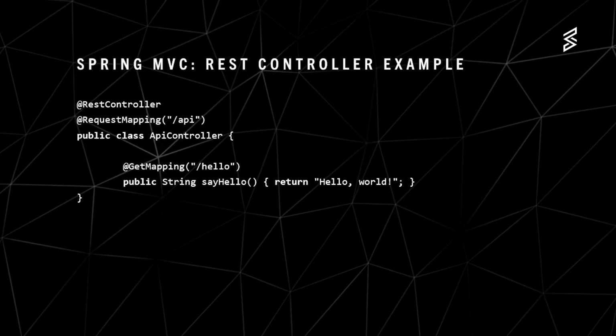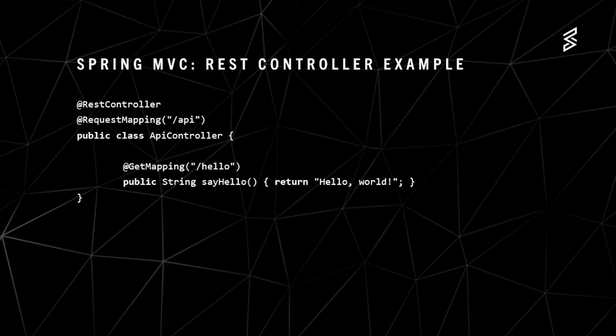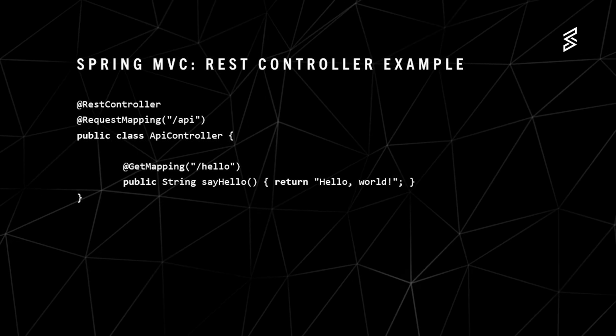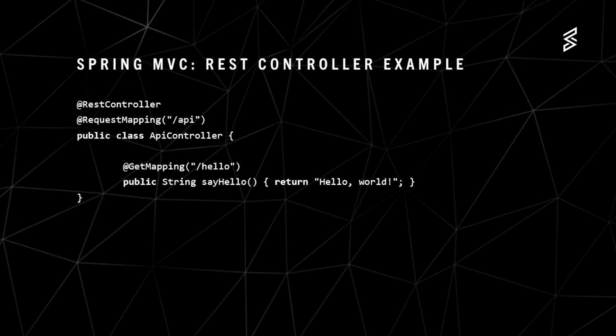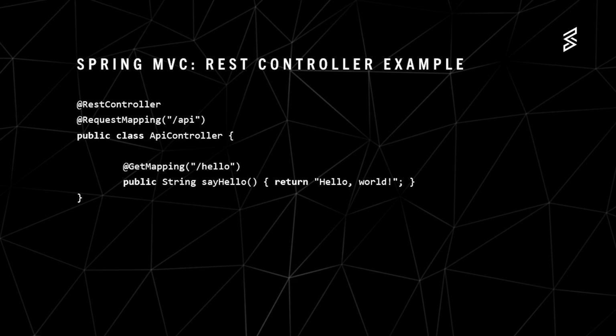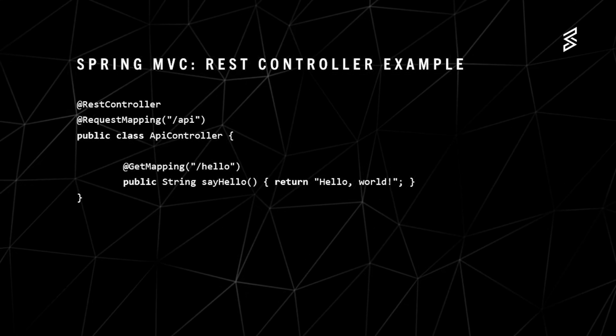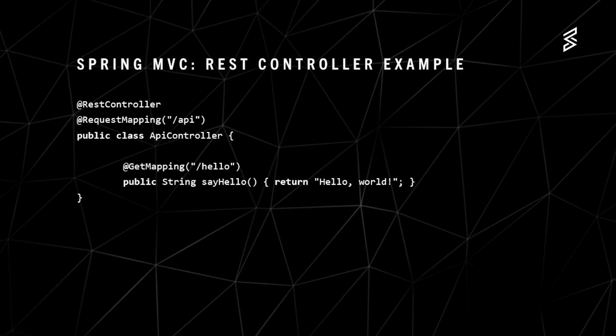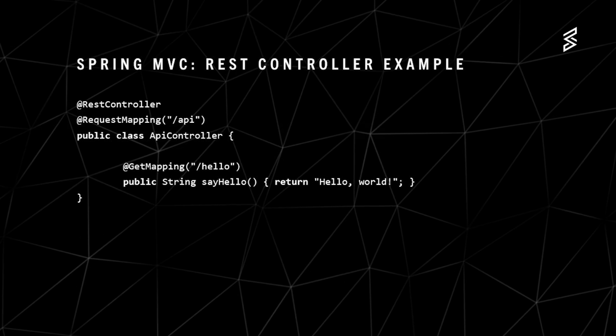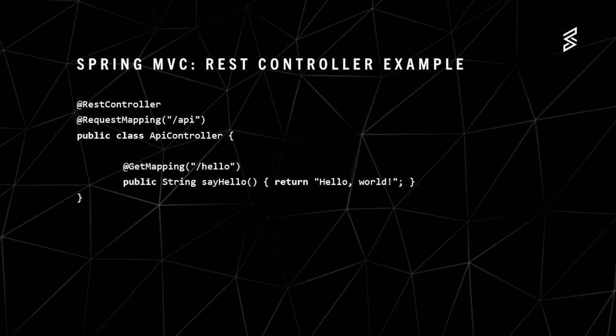We define a simple GET endpoint /api/hello using @GetMapping. When a request is made to this endpoint, the method returns the message Hello World. This is a minimal yet complete example of a RESTful web service using Spring MVC.